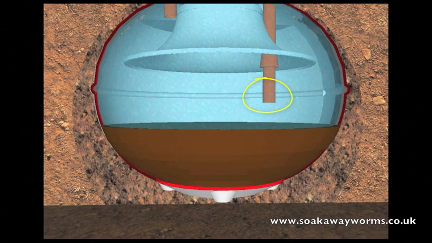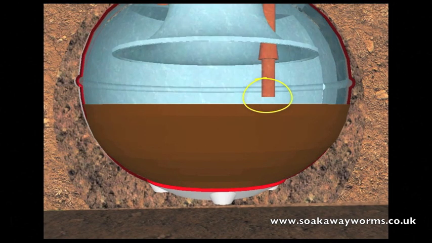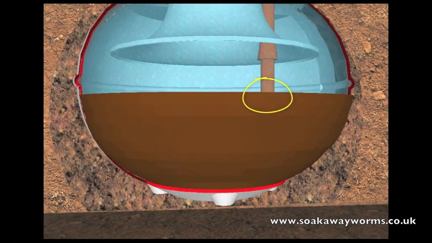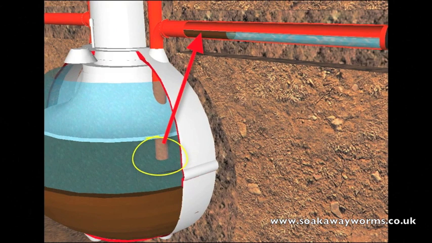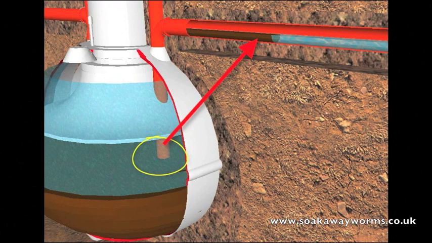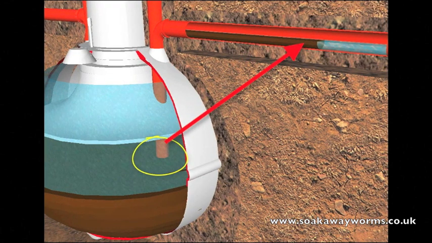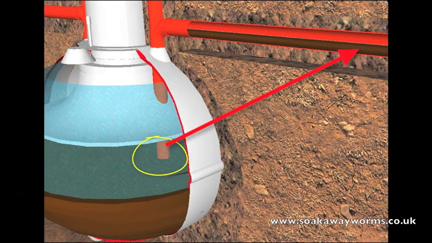Unfortunately, most people allow this sludge in the bottom of their septic tank to build up to such a height that it reaches the outlet pipe that leads towards the soakaway. And from there, the sludge makes its way up the outlet pipe and then along the pipe from the septic tank to the soakaway, completely clogging and blocking up the pipes as it goes.